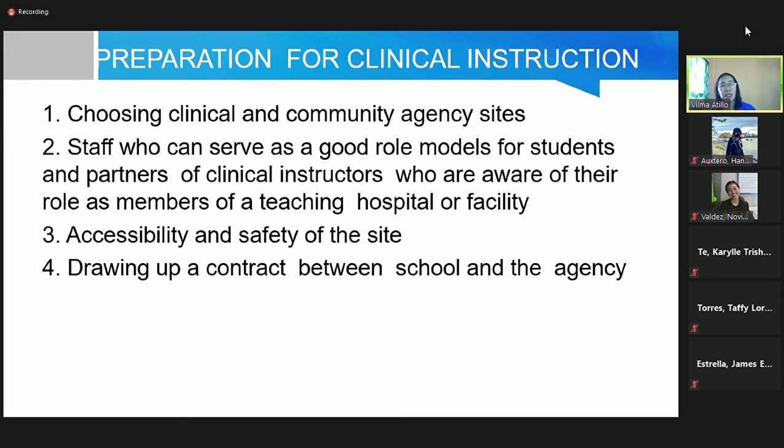Okay, accessibility and safety of the site. Of course, this is also assessed by the school itself, no? The dean as well as the clinical coordinator, if it is good for learning purposes. No? Drawing up a contract between school and the agency. This is done by the school, the dean, and the coordinator.